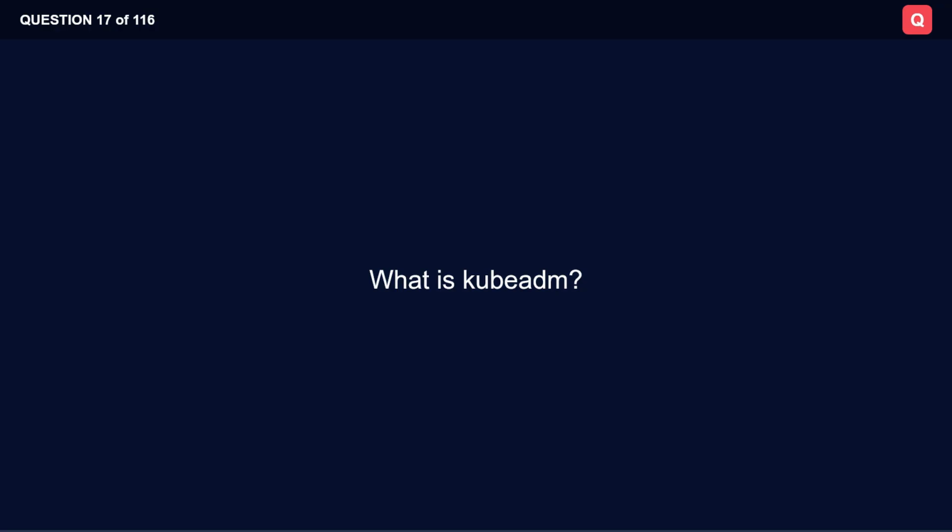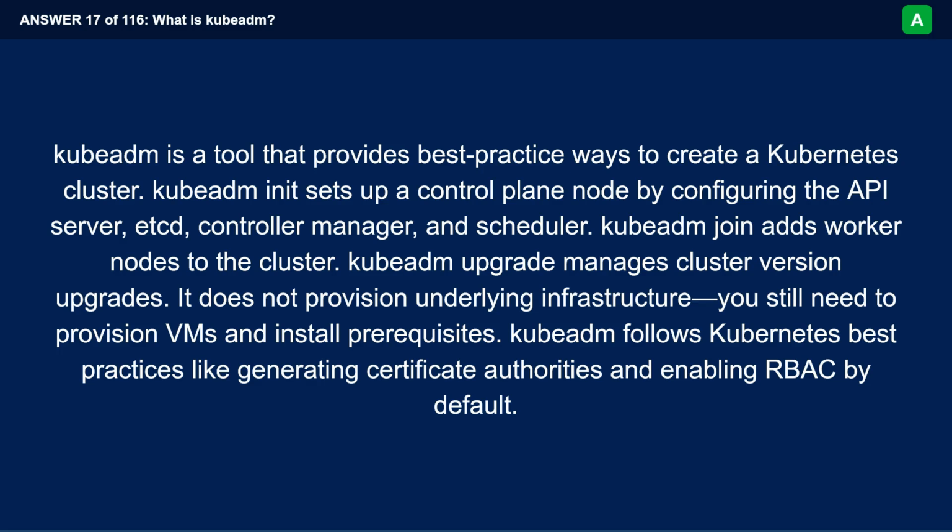What is kubeadm? Kubeadm is a tool that provides best practice ways to create a Kubernetes cluster. Kubeadm init sets up a control plane node by configuring the API server, etcd, controller manager, and scheduler. Kubeadm join adds worker nodes to the cluster. Kubeadm upgrade manages cluster version upgrades.